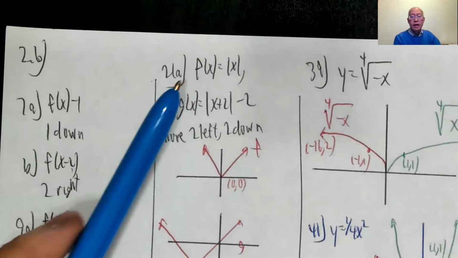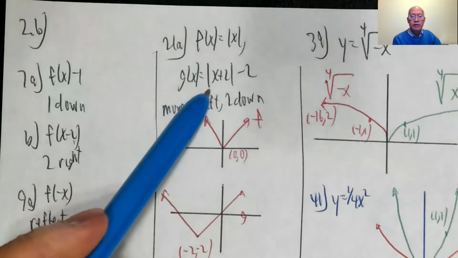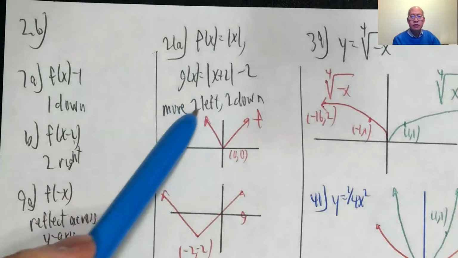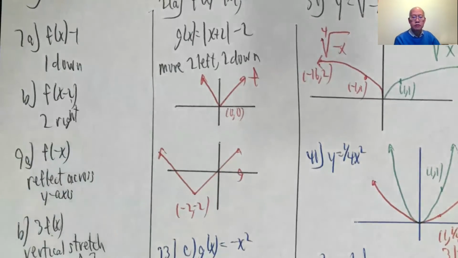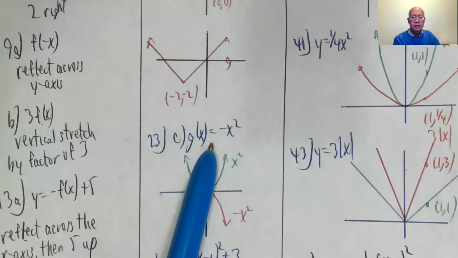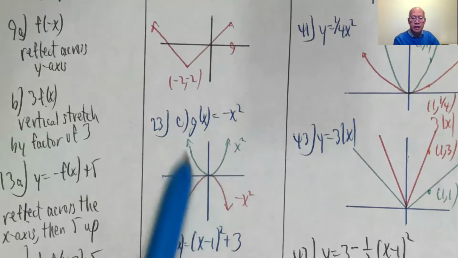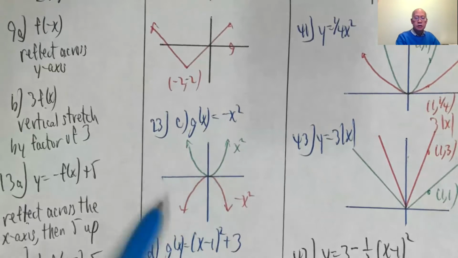21a, absolute value of x looks like this. Absolute value of x plus 2 minus 2, that moves the graph to the left and 2 down. So 0, 0 moves to -2, -2. G of x is negative x squared. X squared looks like this. Negative x squared reflects across the x-axis, so it ends up looking like this.